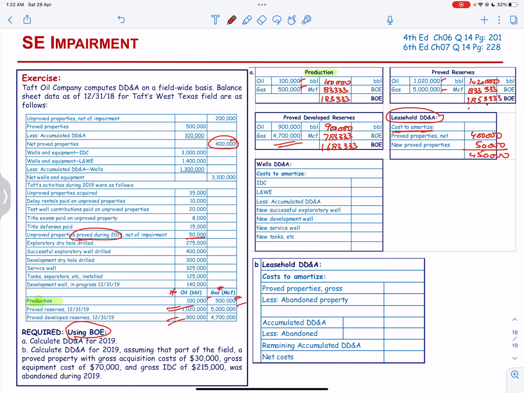So the leasehold DD&A will be the cost to be amortized, that is 450,000. DD&A for leasehold will be 450,000, the cost to be amortized, divided by the proved reserves, that is 1,853,333. To this we are going to add the production, because this is at the end of the year, that is production is 183,333, times the production 183,333. So this will be equal to 40,507.